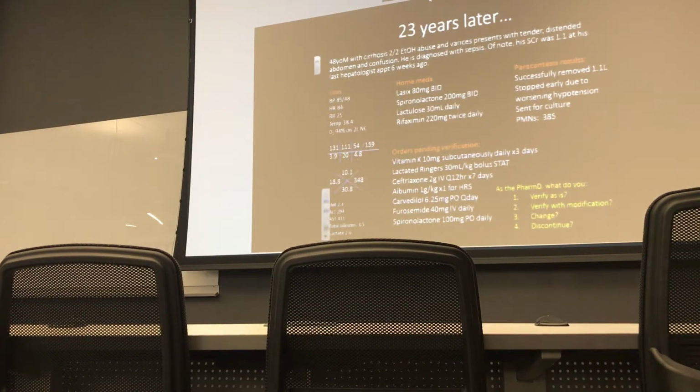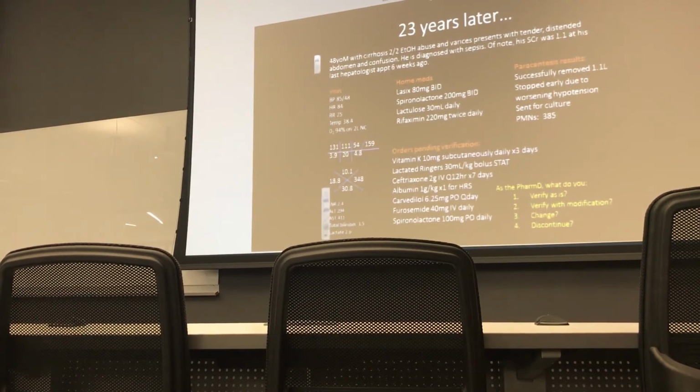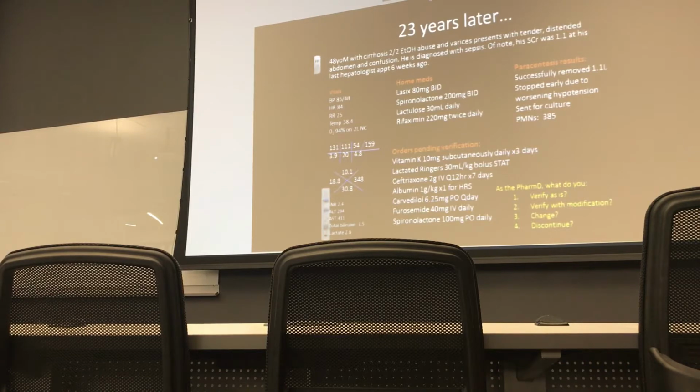Now we sent for culture. That culture probably won't come back for 2 or 3 days, once something actually starts growing in the micro lab. But we can actually make some clinical decisions just based on the PMNs.